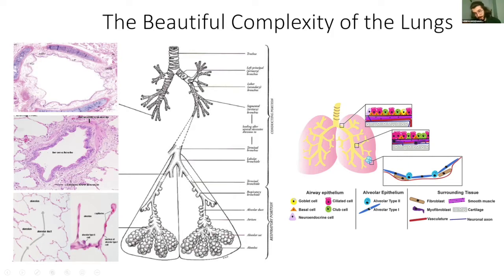And on the other hand, we have the alveolar epithelium, which is composed mainly of alveolar type 1 cells that are very thin and elongated in direct proximity to the vasculature, allowing a smooth air exchange to take place between the lumen and the vasculature, the blood in the vasculature.